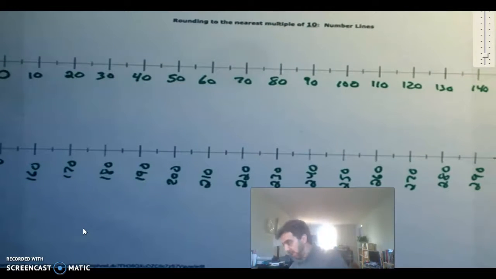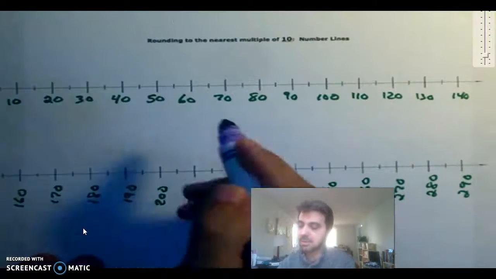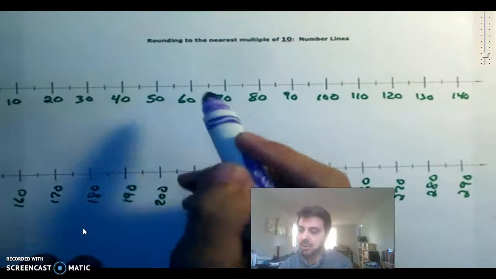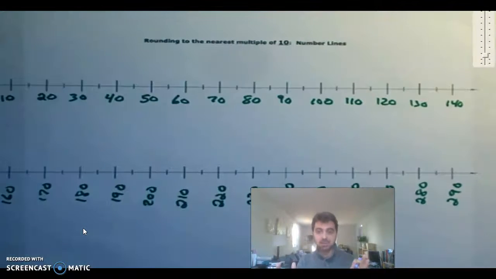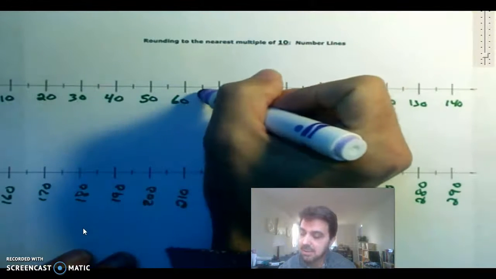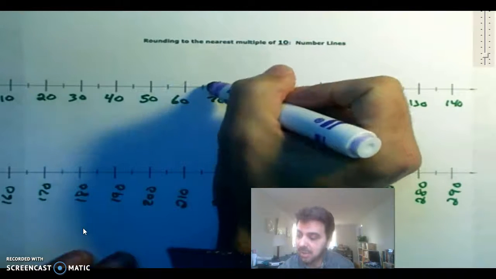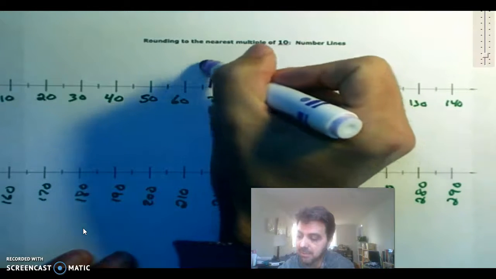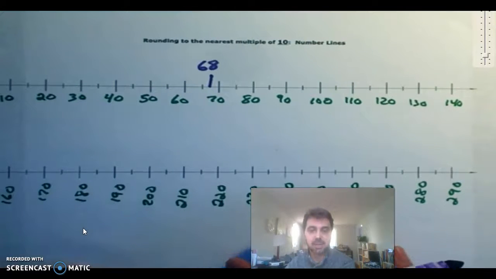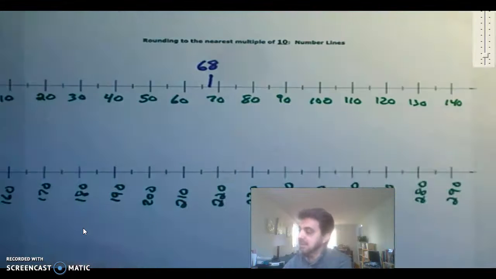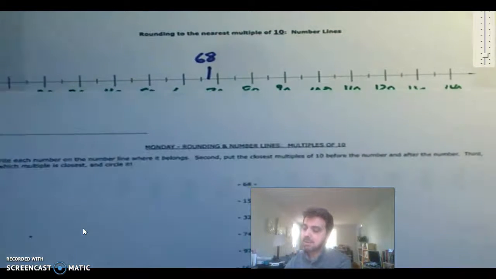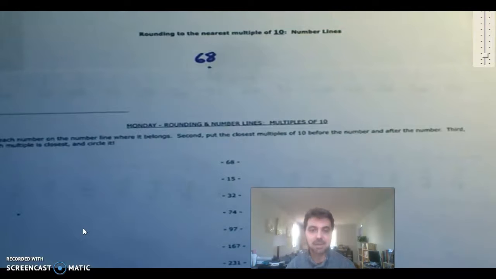I'm actually going to do that with a different color marker. So here's 60. Here's 70. What do you think is right in between 60 and 70? What's halfway between 0 and 10? 5. So halfway between 60 and 70 is 65. So 68 should be a little bit past that. I'm going to put it on top so we don't get all smushed in there. Should be right about there. Okay? That's 68.